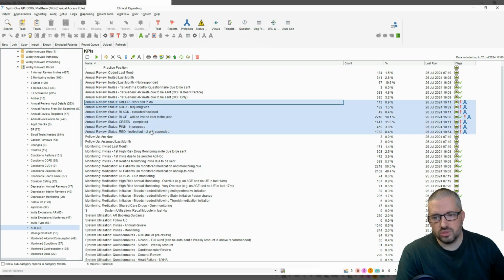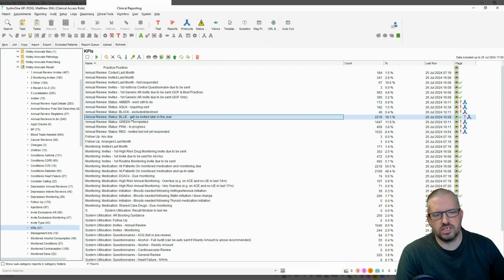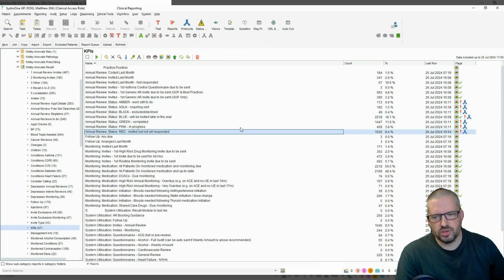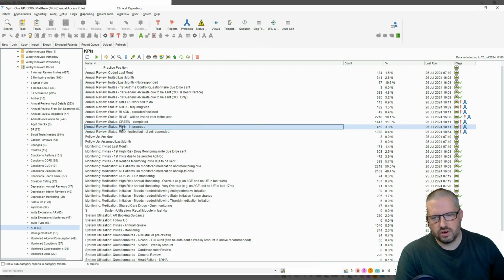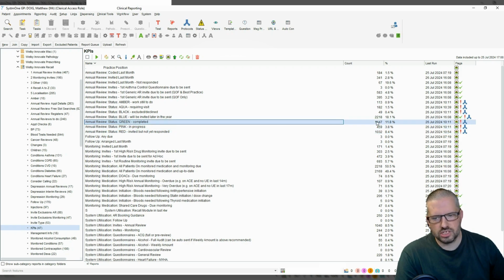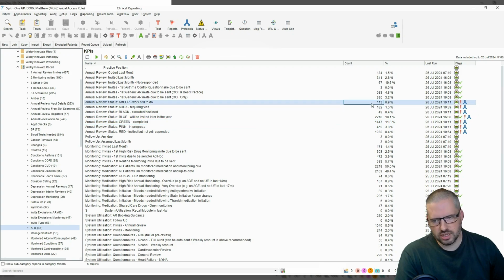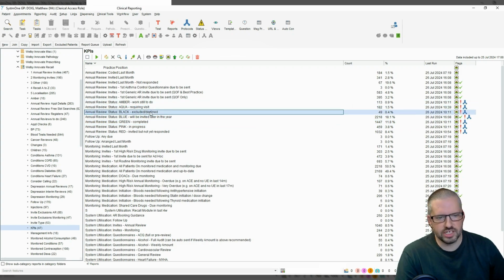Then we've got our recall statuses. So this is in alphabetical order, but the flow is that they start as blue, they're going to be invited later, then red, they're not responded, pink once it's in progress, and green once it's complete. Amber is some things are done, some bits outstanding, aqua requires visits, black is excluded or declined. So that can be either a patient's declined or they're a child where the condition they've got actually is always monitored in secondary care, or their GSF amber or red, things like that.